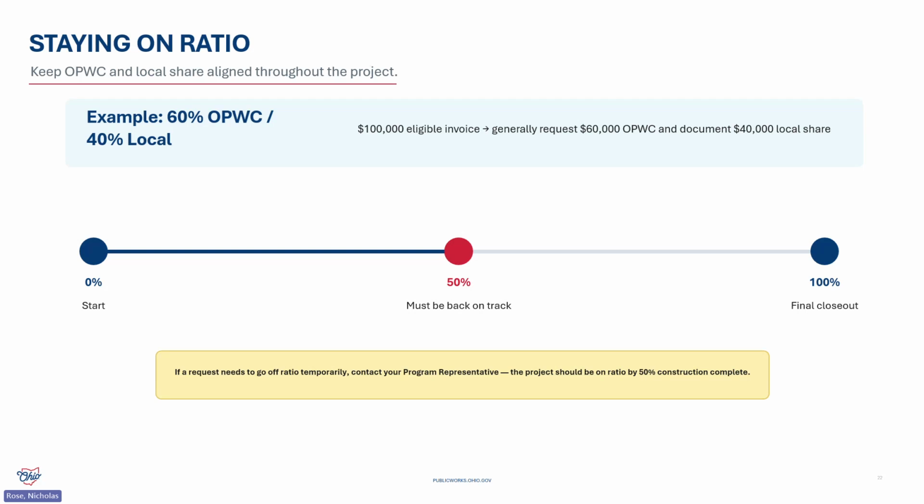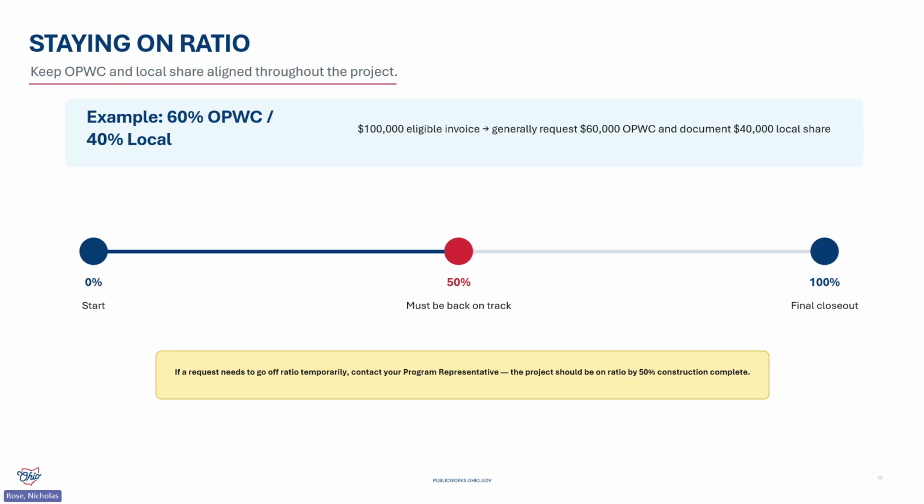So the OPWC project ratio is outlined in your agreement, and it is the approved split between OPWC funds and the local contribution. For example, if a project is 60% OPWC and 40% local share on a $100,000 eligible cost, that would generally mean $60,000 OPWC and $40,000 local will be put onto that disbursement.